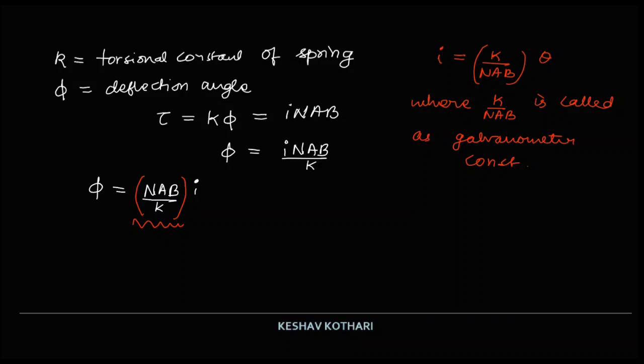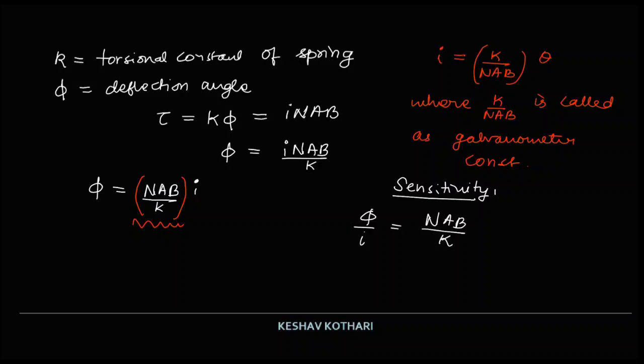So this parameter K upon NAB is regarded as the galvanometer constant. Now the first term that we define associated with it is sensitivity, and by sensitivity I mean the current sensitivity. The deflection produced in the galvanometer coil per unit flow of current is regarded as its sensitivity. So theta by I or phi by I can be written as NAB by K. This is regarded as the sensitivity.